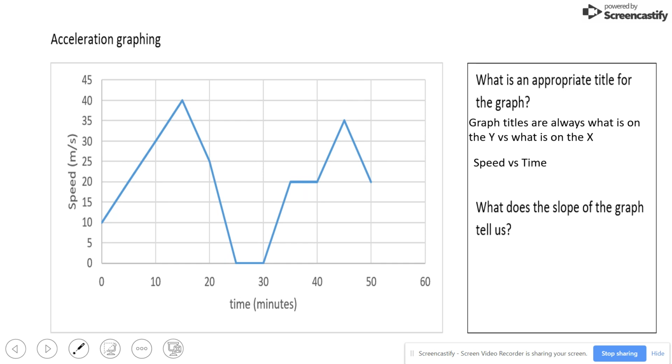So then when we're looking at what the slope of the graph tells us, again, slope is rise over run. So in this instance, our rise is our speed, our run is our time, so speed over time. And so when you look back at our equations, a change in speed over time is just acceleration. So the slope of all of these lines should tell us what our acceleration is if we go through and calculate them.